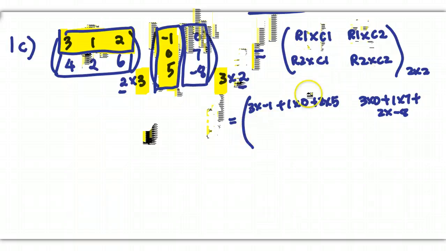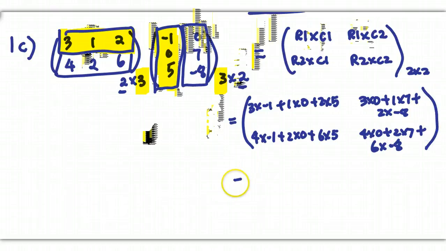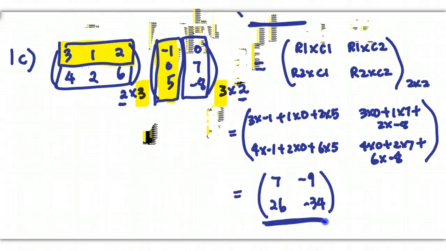Row 2 times column 1 will be 4 times negative 1 plus 2 times 0 plus 6 times 5. And the last element will be row 2 times column 2, which is 4 times 0 plus 2 times 7 plus 6 times negative 8. The last step will just be for you to work out the final answer. And this will be your final answer. I hope you got it right. We will do a few more questions as practice.